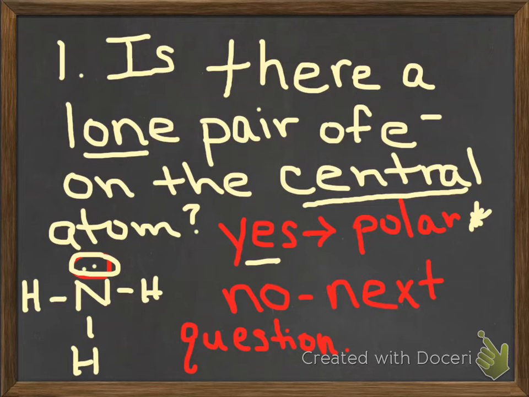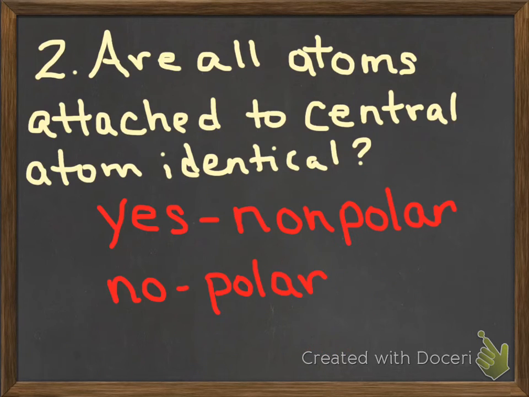Okay, now, if we have a situation where we say, no, there's not a lone pair of electrons, there's a second question we have to ask. And what that question is, are all atoms attached to the central atom identical? If they are all identical, that's going to be a nonpolar molecule. If they are not identical, that's going to be a polar molecule.